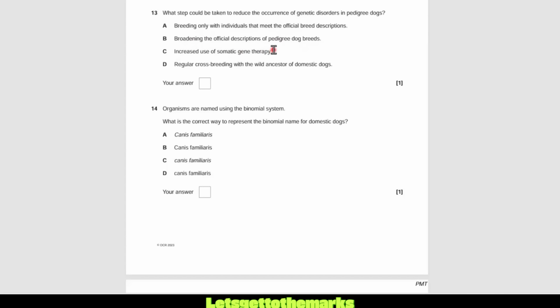Increased use of somatic gene therapy, no. Regular crossbreeding with wild ancestral domestic dogs, no. Right, it's going to be B, by widening the gene pool.